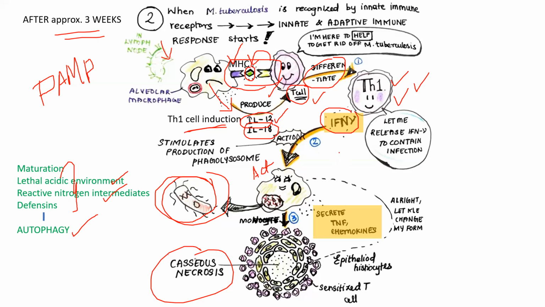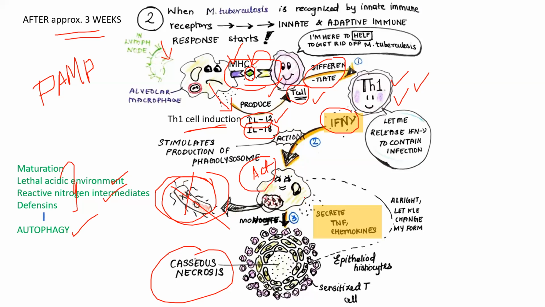Now, what happens after this? We have your Th1 cells, which release interferon gamma, and which results in activation of macrophages and killing of the Mycobacterium tuberculosis. What happens next? We are done with killing of macrophages. This part is done. So what does this activated macrophages mean?